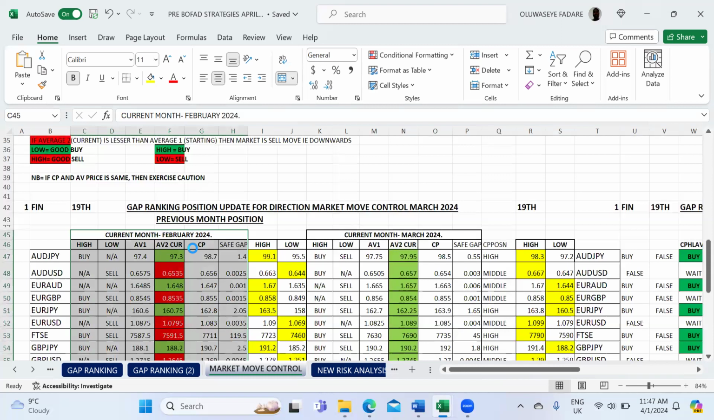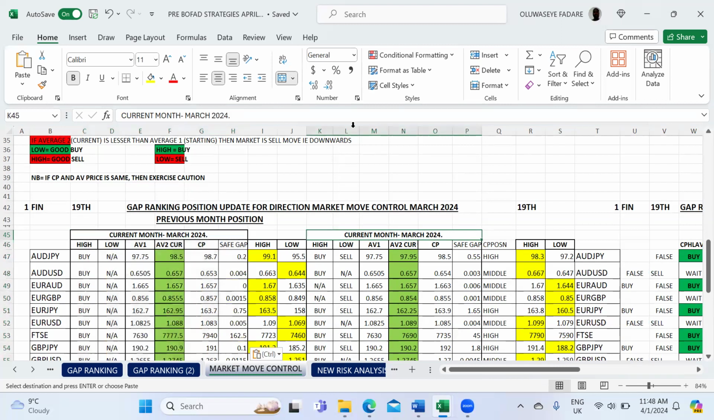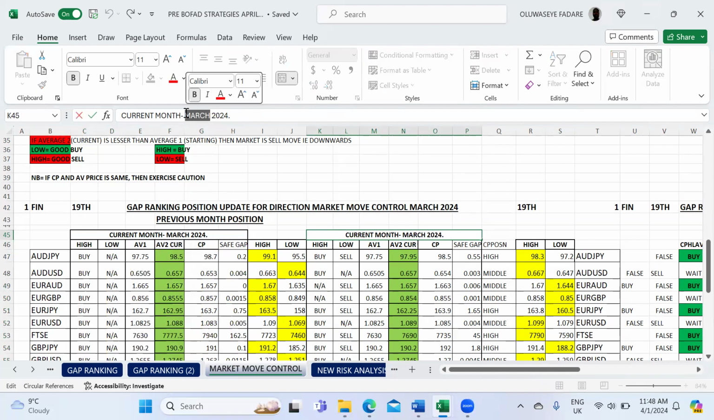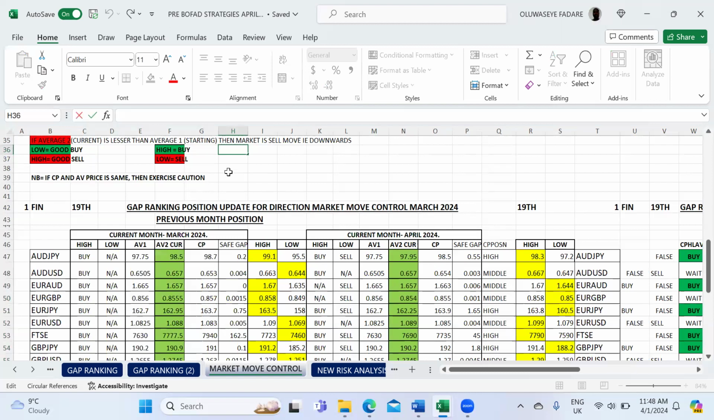So it's going to change from February to March. And then we are going to update this side from March. This will now be for April. So that will now be for April. So we also update all the information for April.